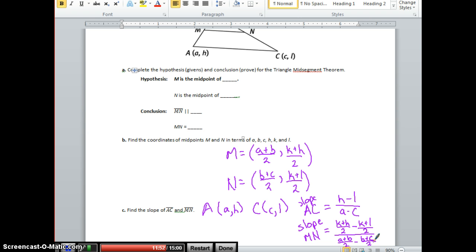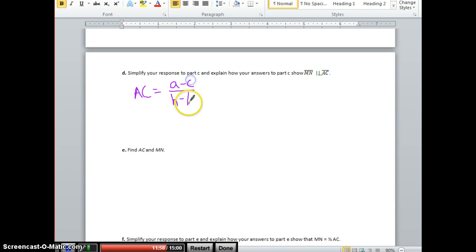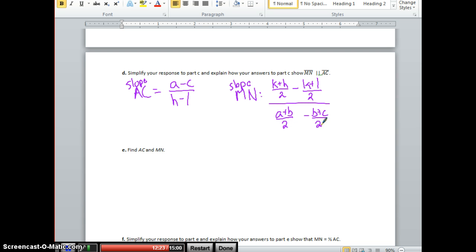All right, so keep those on the page. Go ahead and flip it over to the back side, okay? So on the back side, okay, pretty simple. It's not going to really simplify much. It was for MN that there's definitely going to be some simplifying, okay? Because you had that one was k plus h over 2 minus k plus l over 2 all over a plus b over 2 minus b plus c over 2. Okay, so let's go ahead and simplify all this down here, okay?